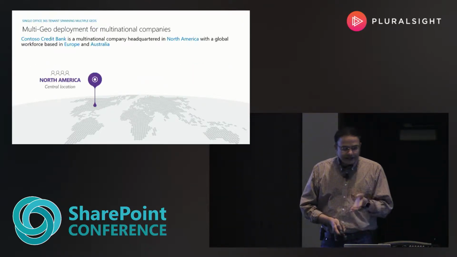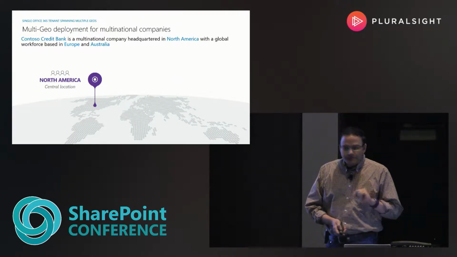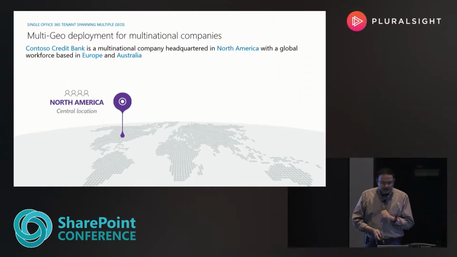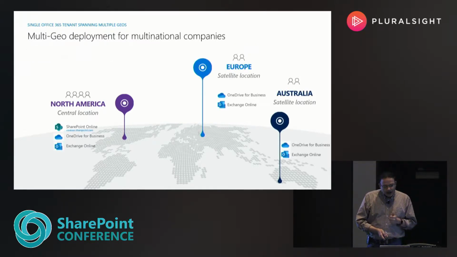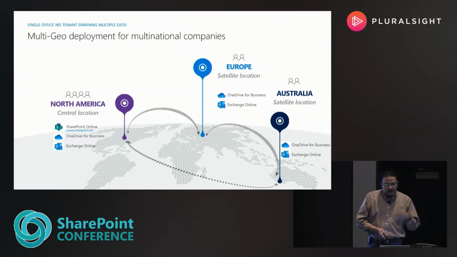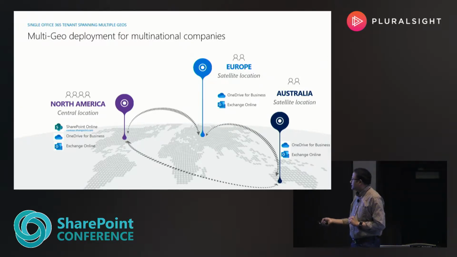So for example, in this particular case, I have Contoso Credit Bank as a multinational company. They are headquartered in North America. It's a central location, and that's where the majority of the operations happen. However, they also have satellite subsidiaries in Europe and Australia, and they want collaboration between their central headquarters users as well as with these satellite users in Europe as well as in Australia.